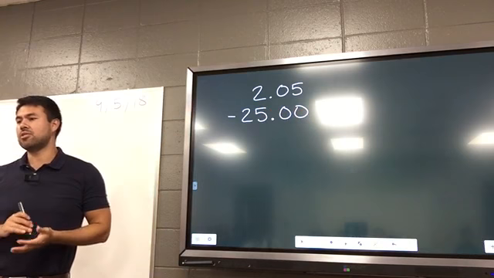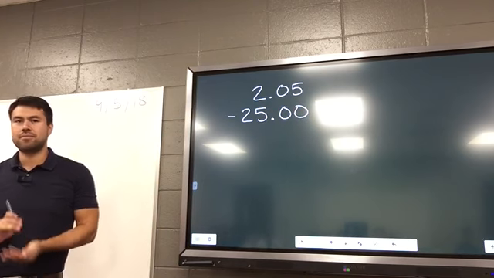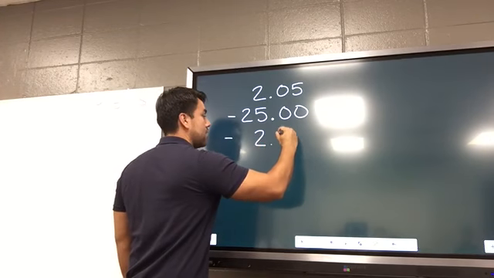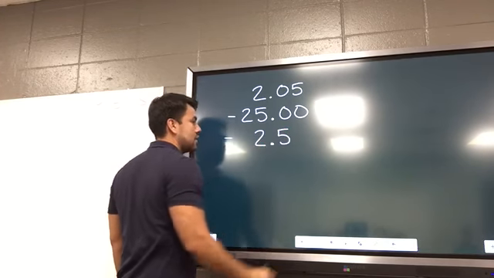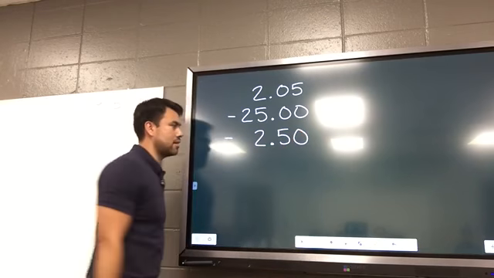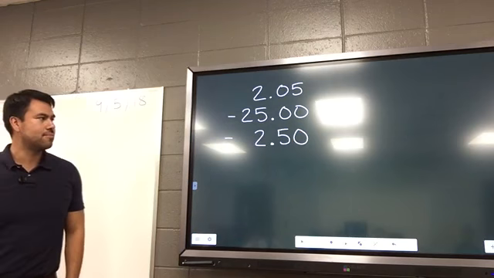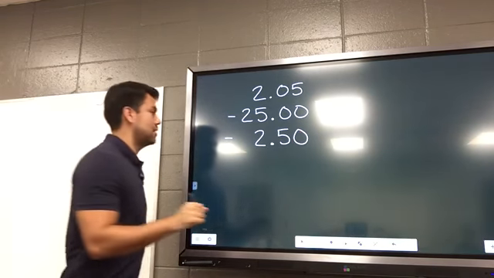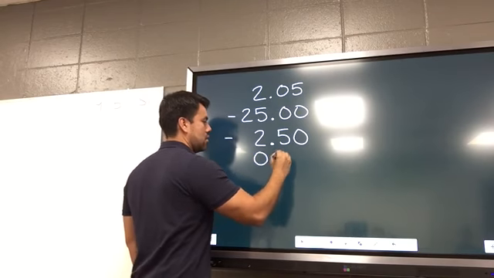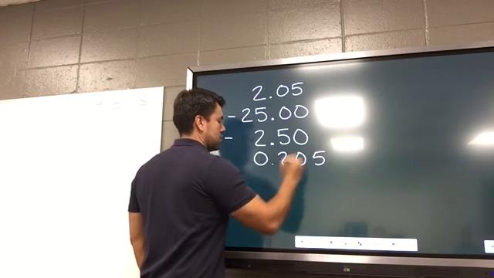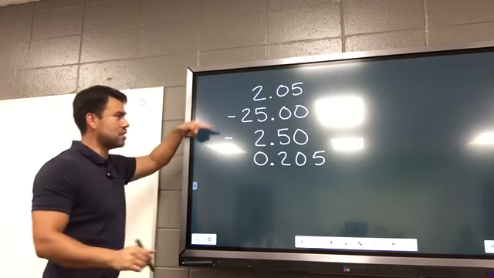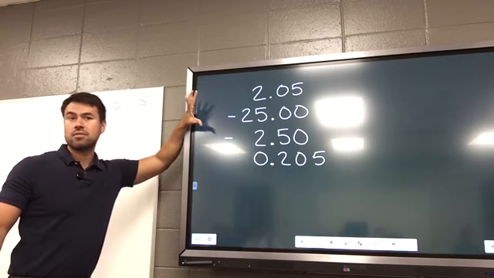And then what's the other number? Number 3. The third number? Negative 2 5/10. Good. Negative 2 5/10. And I want to add a 0 to make it like that. Fine. And then the last number, 205 thousandths. Good. Okay. Are the signs correct? Both of these are negative. The other two are positive.